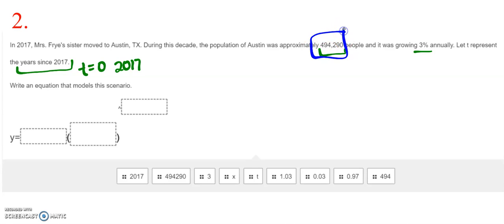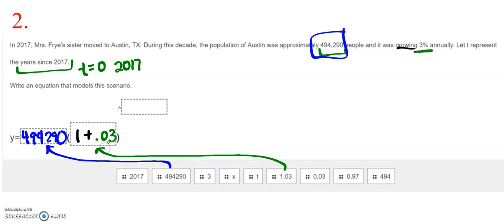So we know our initial population is 494,290, so that would have been that guy. And then we're going to have our population growth, so we're going to have 1 plus our rate right here of 0.03, so 1.03 should go there. And then T is the years since 2017, so we would raise it to the T power.